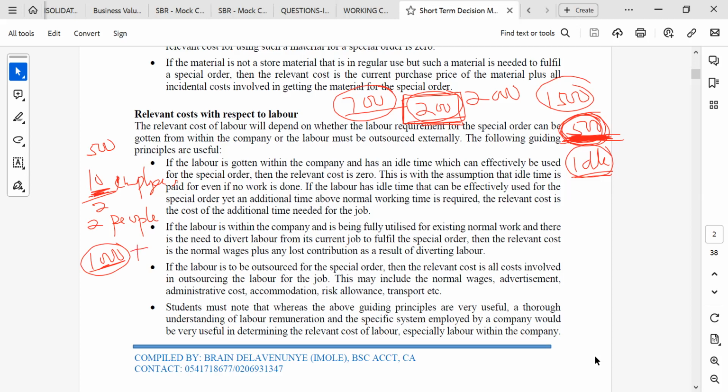So it's just like you have 10 people on your farm, and you have a different farm now. So you are saying that, okay, I'm going to be transferring 2 people from that farm to the different farm. The 2 people will not be working on the old farm, so they will not be paid, or the cost that you are going to be giving to them will not be attributable to the old farm.